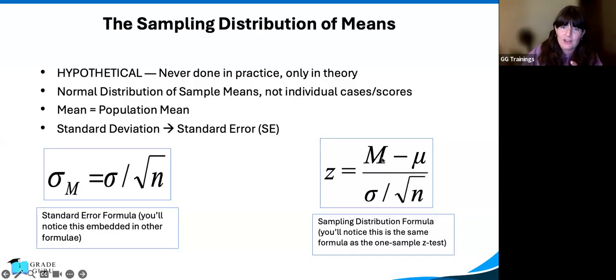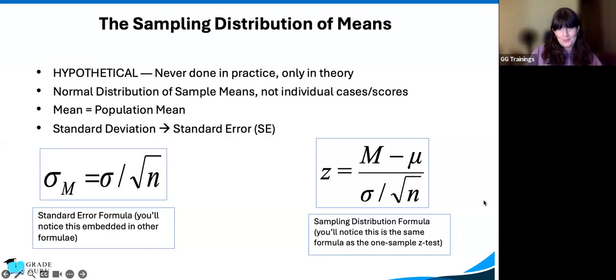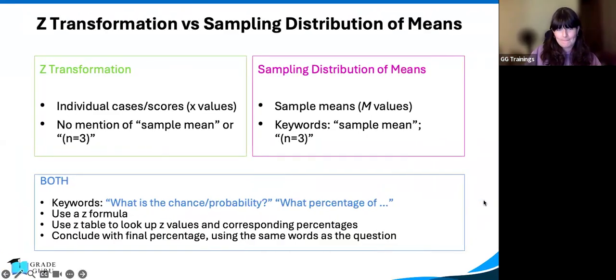And instead of the X value, now we have a sample mean. This is what I was talking about: on a regular normal distribution, our distribution represents X values, individual scores, whereas our sampling distribution represents sample means plotted. But don't worry, we're getting ahead of ourselves. This is not the only slide on it.